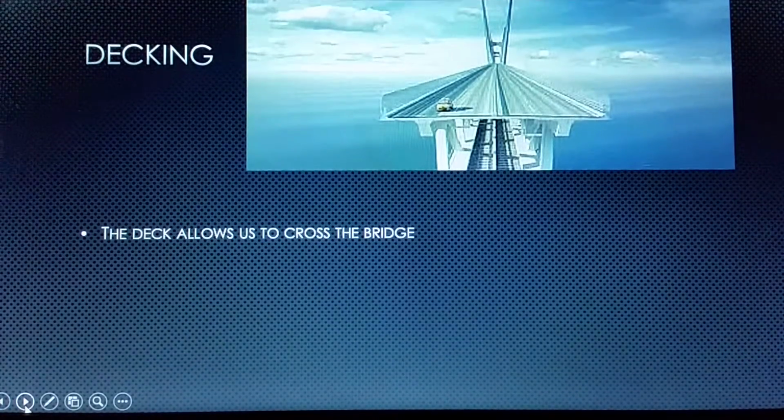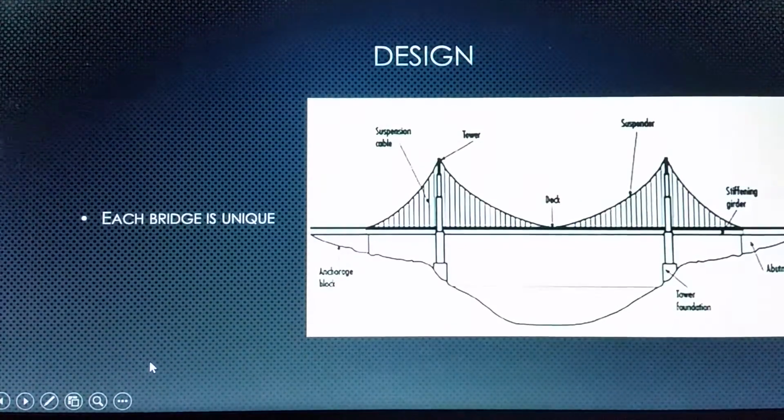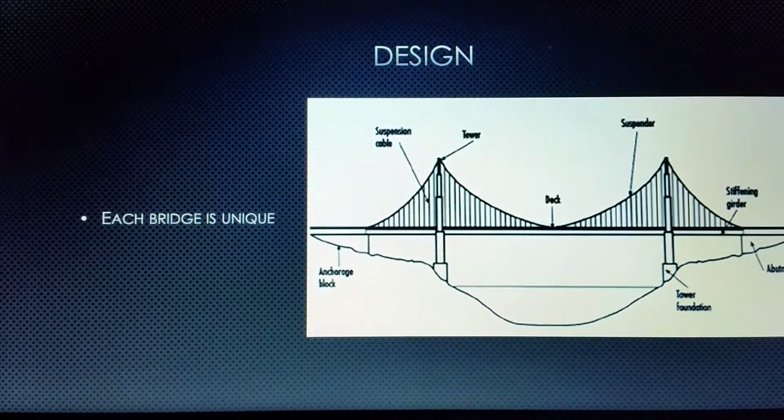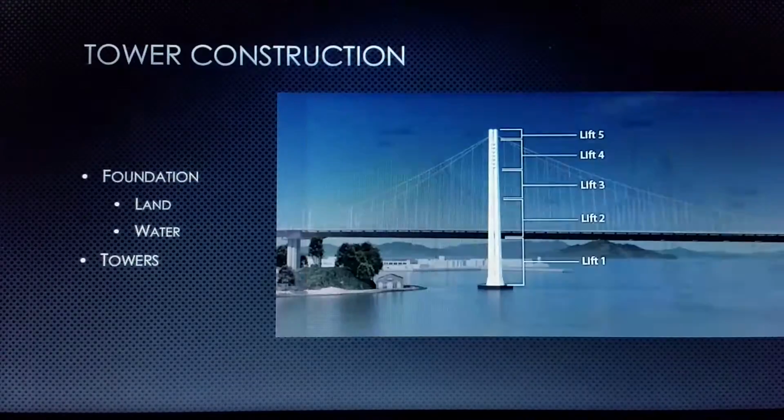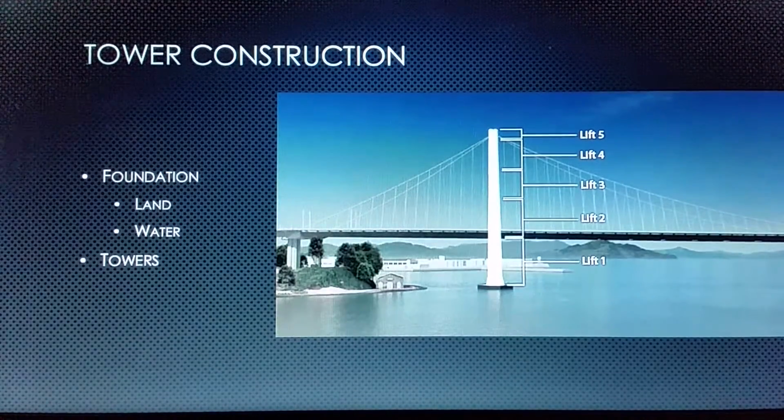Alright, now that we have learned about the materials, it is time to talk about the building process. First, we start with the design. Each suspension bridge is individually designed because of the geology of where the bridge is to be located and the weight the bridge has to support. The first part is the tower construction. This starts with the foundation. For dry land, you must dig down to firm rock and then pour the foundation. For water, you must lower a caisson, remove the water, then dig down to firm rock and pour the foundation. After the foundation, you construct the towers on top.